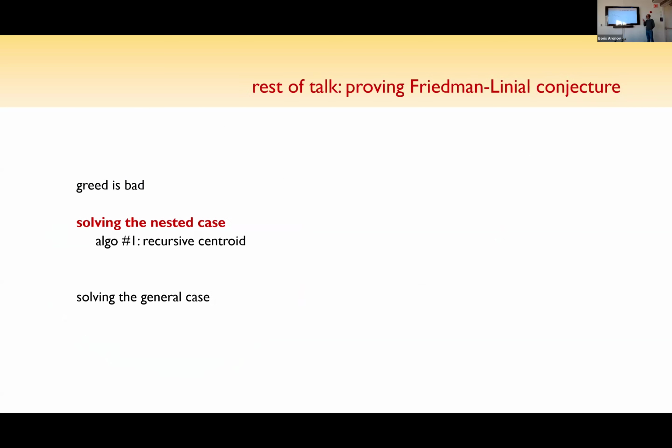Okay, so for the nested case, I'm going to give two algorithms. One is called recursive centroid, and the other is the standard point. I know some of the students are here, so good. There'll be some interesting ideas and definitions. Some of you might have seen this before, some of you might not.